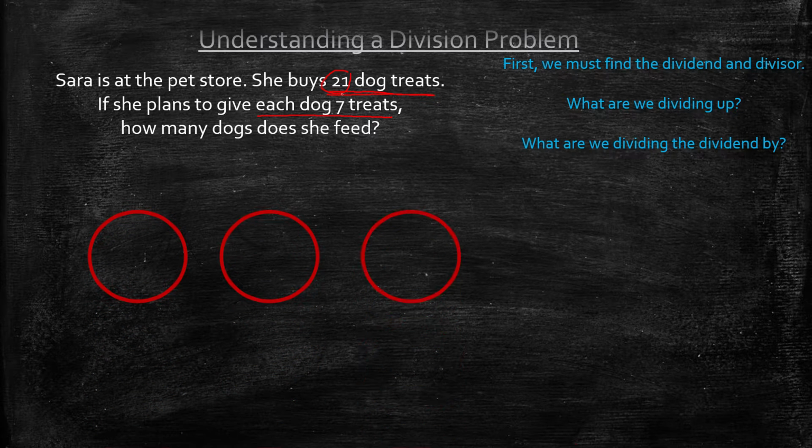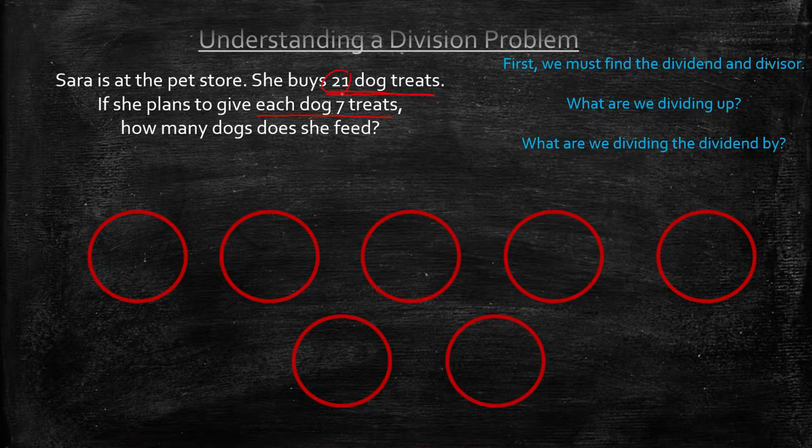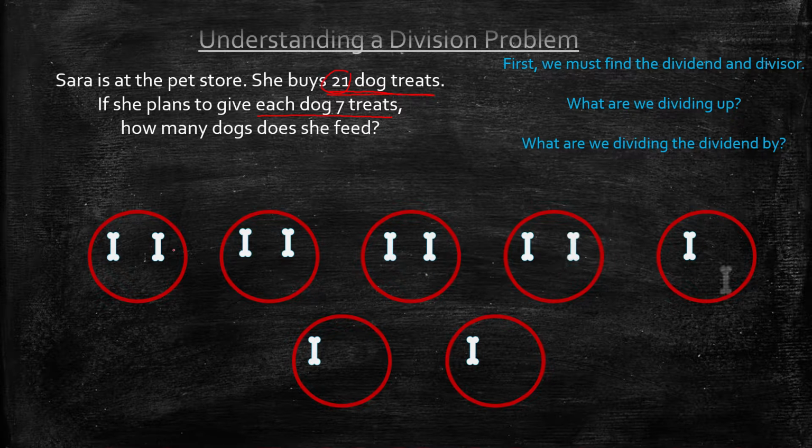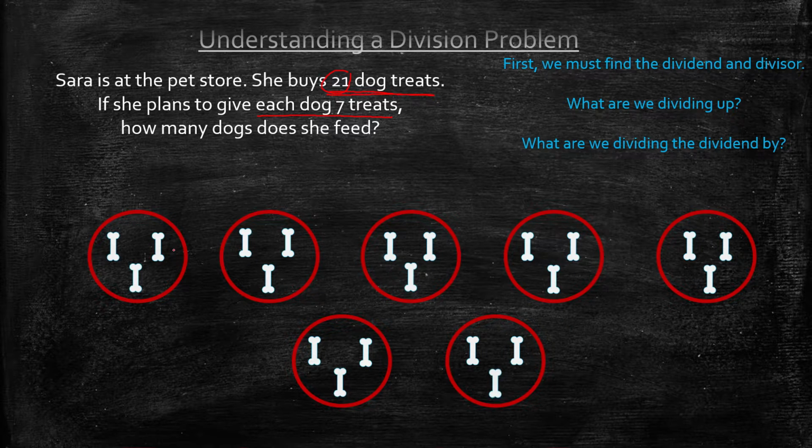Okay, so I'm going to break it up into 7 groups. Okay. Now, I'm going to count off the 21, putting 1 in each group until I run out of 21. I've used dog bones this time. Okay, so we're at 5, 6, 7. Now I start back over. 8, 9, 10, 11, 12, 13, 14. Starting back all the way over. 15, 16, 17, 18, 19, 20, 21. I've used all of my dog treats.